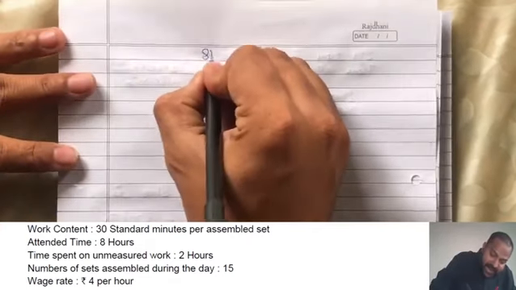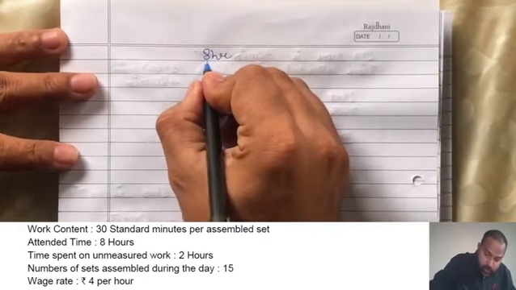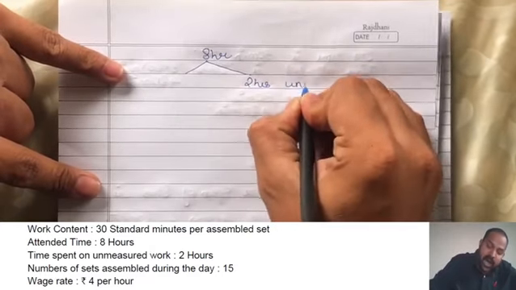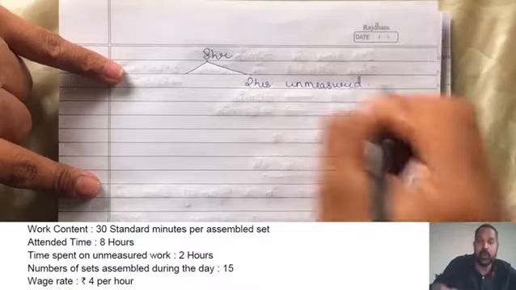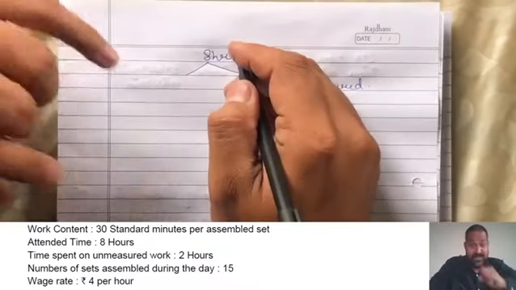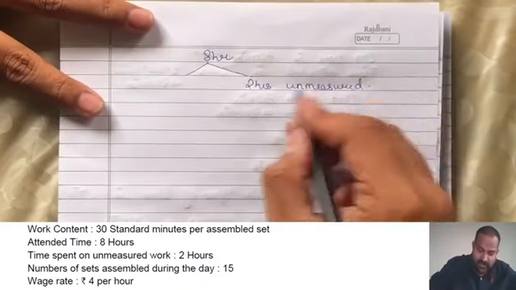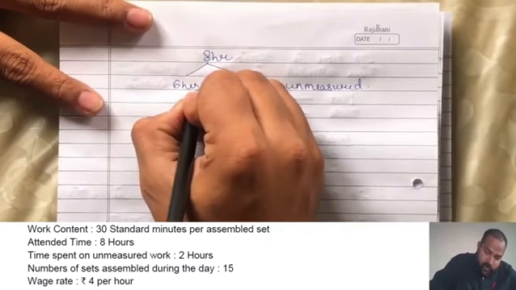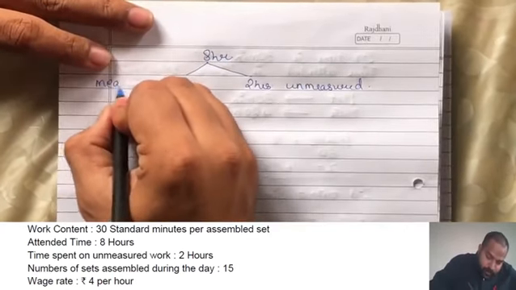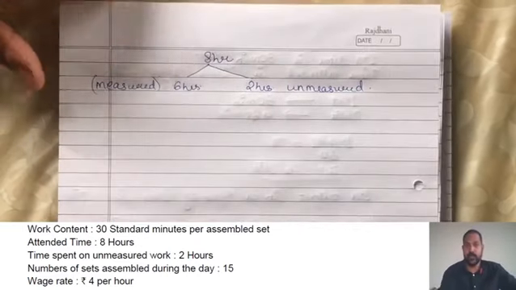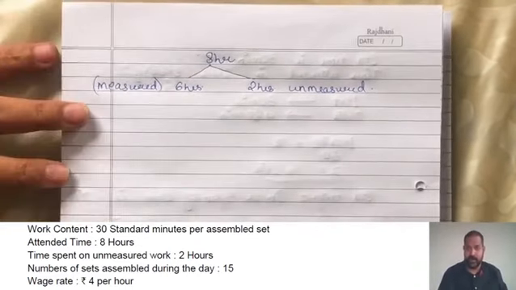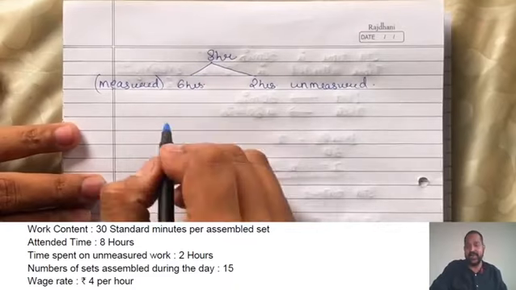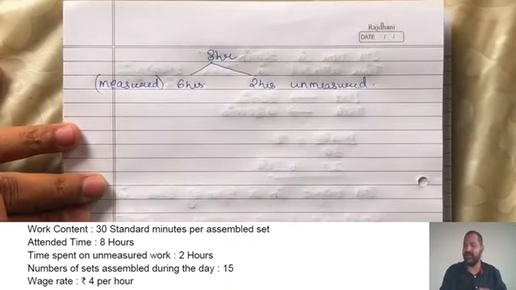So, in an 8-hour shift, the person who is assembling pocket transistors is doing 2 hours of unmeasured work, which means the actual work of assembling transistors is not happening for 8 hours, it is only happening for 6 hours of measured work. So if I have to judge this operator, I have to judge him or her on the basis of a 6-hour criteria and not on the basis of an 8-hour criteria.